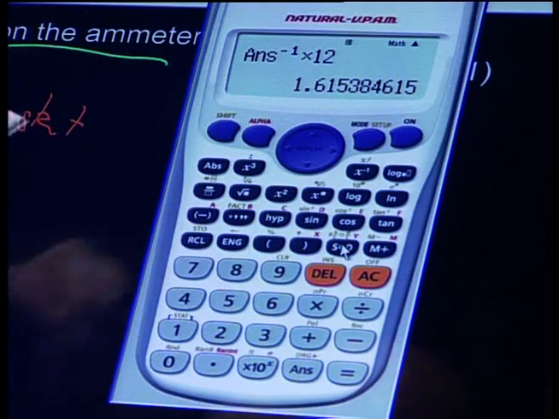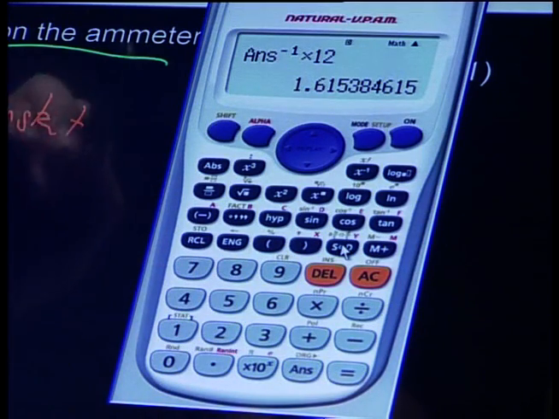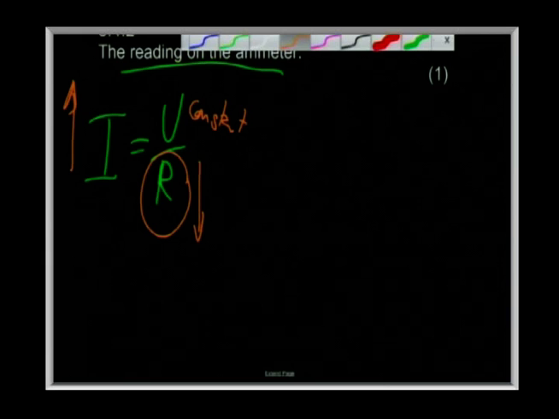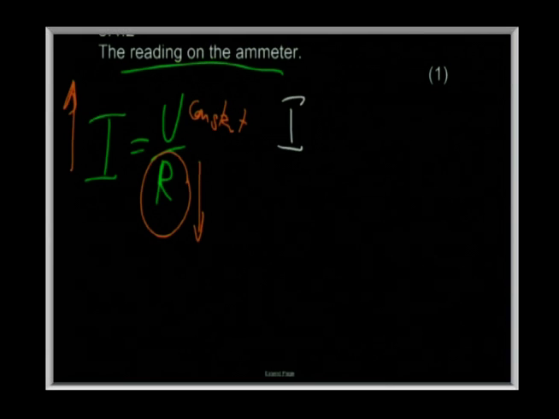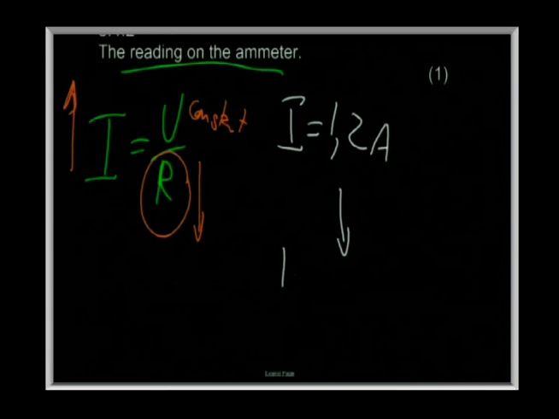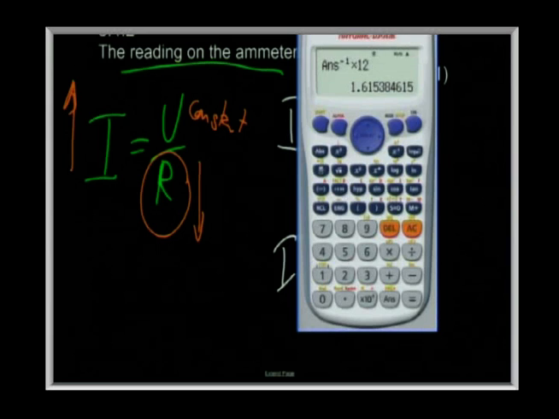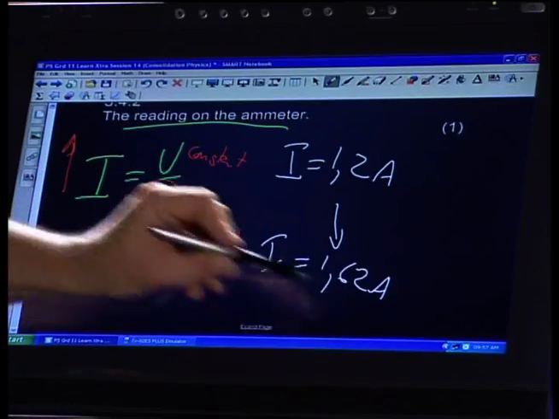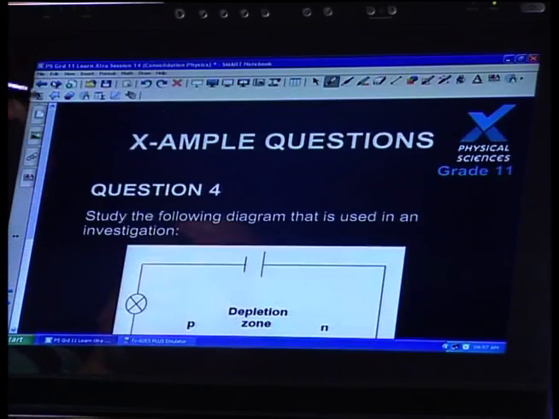Hold your breath, 1,6. So when we substitute in our values, we see that the current does go with our prediction. We started with a current at 1,2 amps, and now we've calculated it to be 1,6. I didn't check the second decimal place, but 1,62, we can write that 1,62 amps. So you can see our prediction using the formula has actually been confirmed.